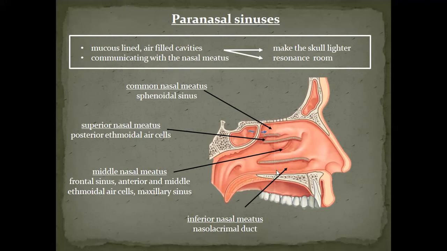To the inferior nasal meatus, another structure will open, and this is called the nasolacrimal duct, which is a canal connecting the orbit with the nasal cavity, okay, through which the tear can reach the nose. Okay, so this is why our nose runs when we are crying, because there is a connection between the orbit and the nasal cavity.